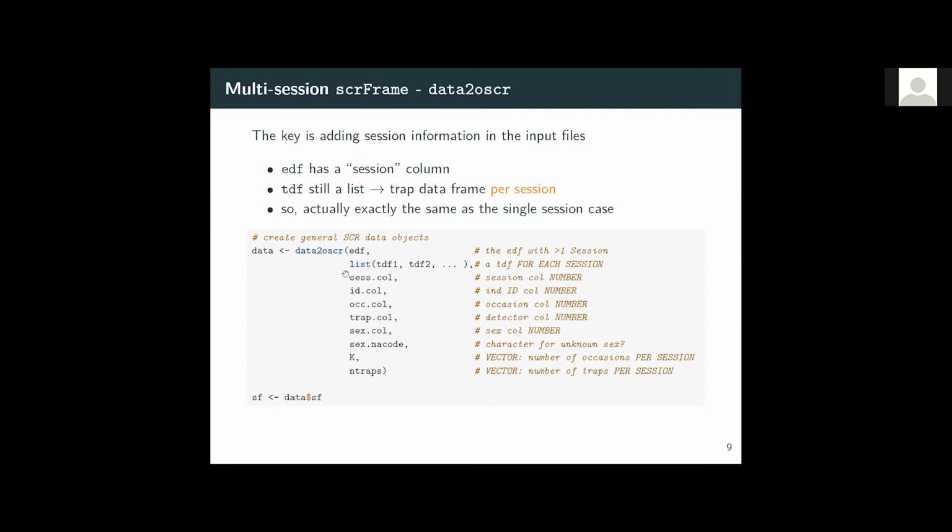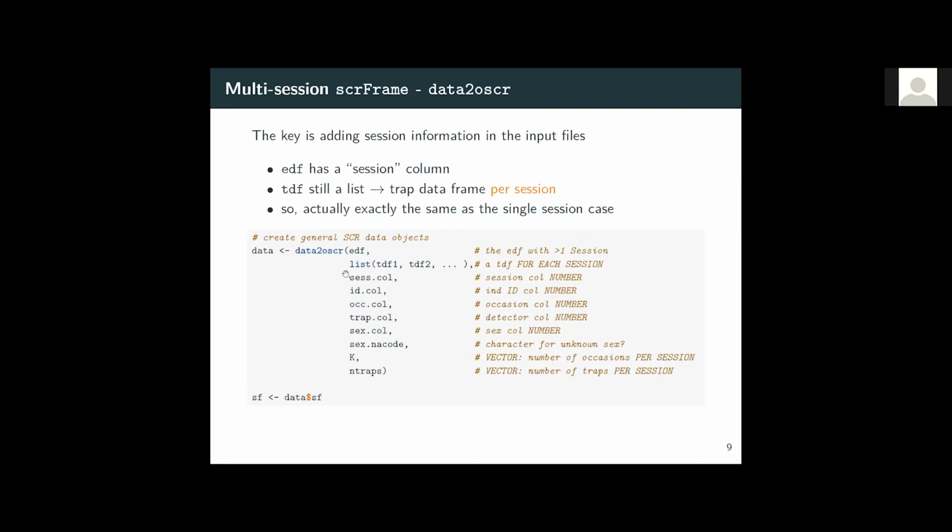Then for the column identifiers for the EDF, this is just going to be the same. So what column is your session? What column is your ID column? What column is your occasion column? And what column is your trap column and sex column? And then down here, we're going to get these two new objects.